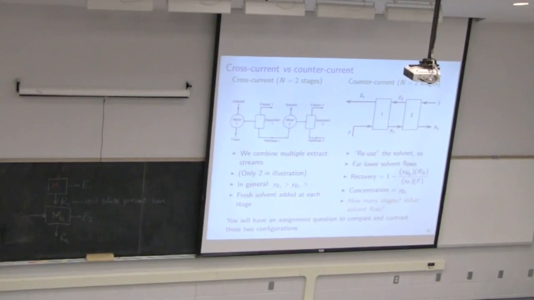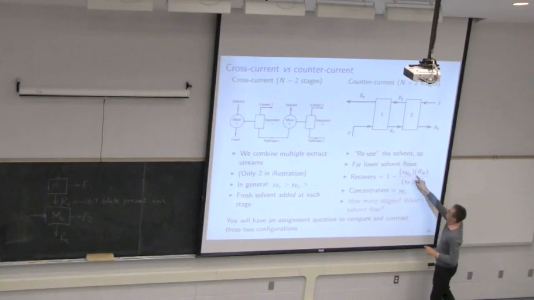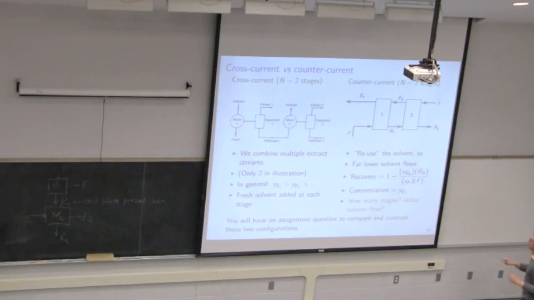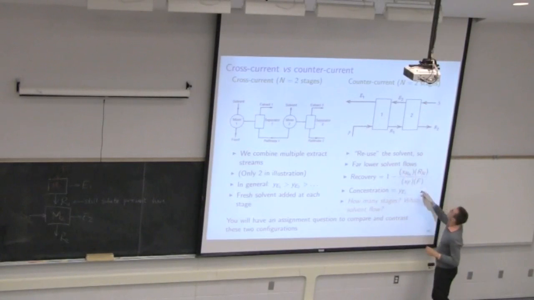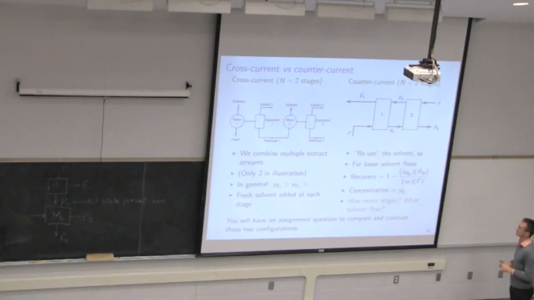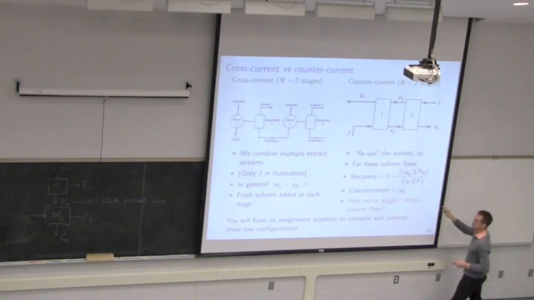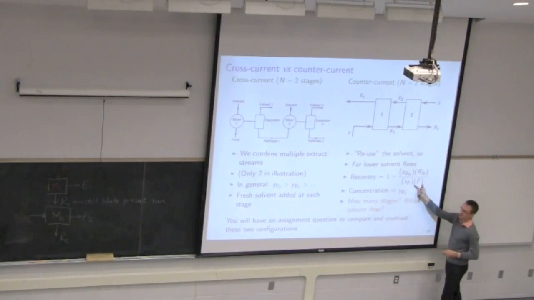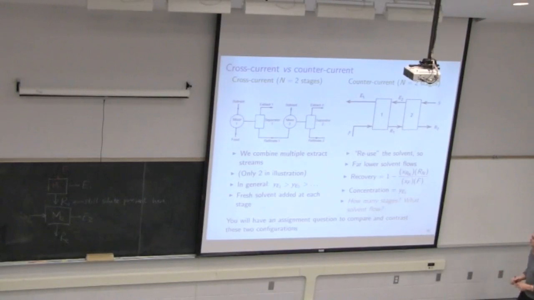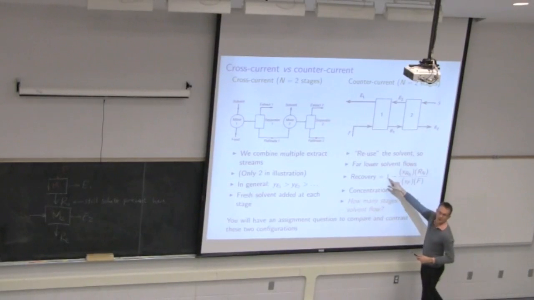So from an overall perspective, I can quantify my recovery in the same way. The equation for recovery doesn't change from countercurrent to crosscurrent. Same equation, it simply says, what did you end up with in your raffinate? This should hopefully be low. So raffinate, recall, is the stream leaving that really should not contain any solvent. So this number here in the numerator should really be low, that XRN. That's the concentration of solute leaving in the final stage. And you divide that through by what you started off with. So we know my feed concentration and feed flow. So take the ratio. And hopefully this number over here will be small so that your recovery will be close to 1.